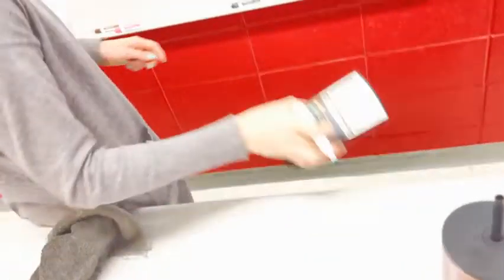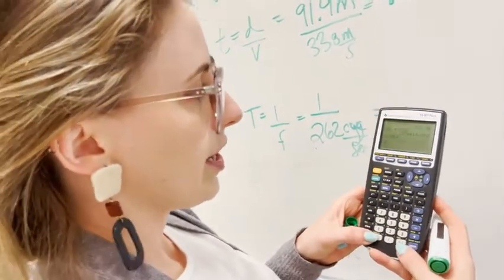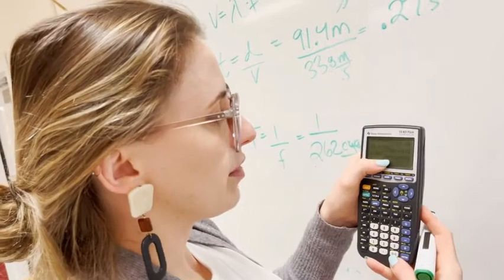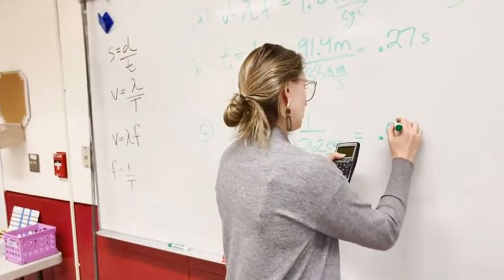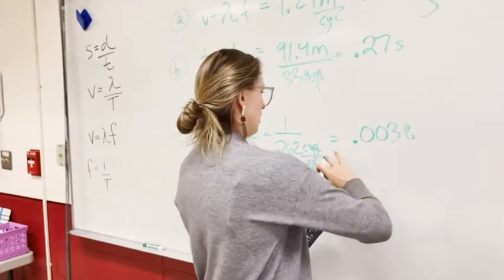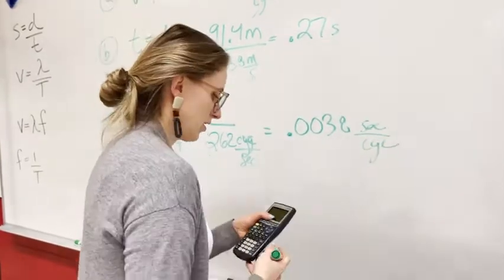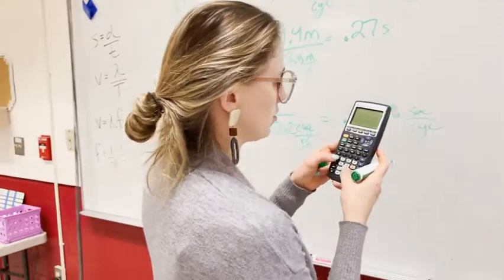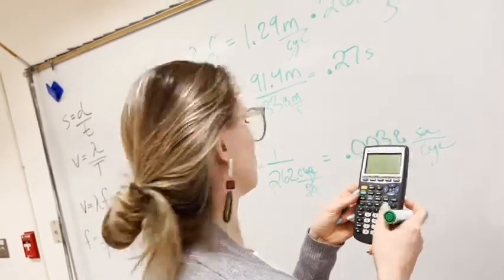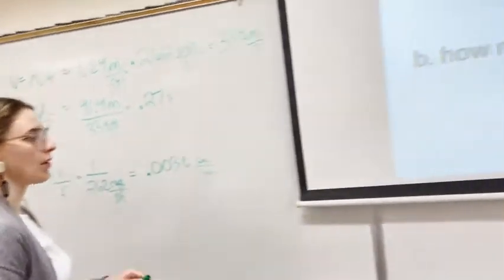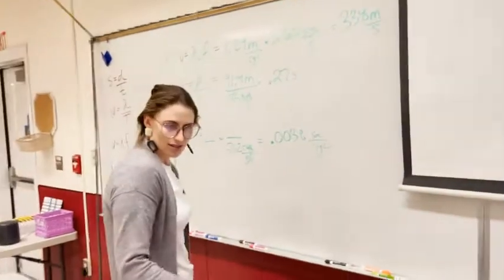So then we just do 1 over that, right? 1 divided by 262, and I get 0.0038. And I'm going to flip these units and make it seconds per cycle. There you go. And I think you can also say 262 to the negative 1, right? You can, yeah. If for whatever reason that's what you're used to from your math class, you can totally do that. Boom. So there it is.